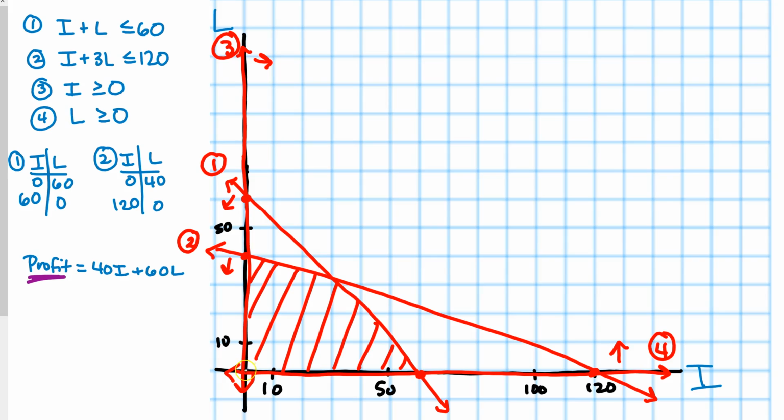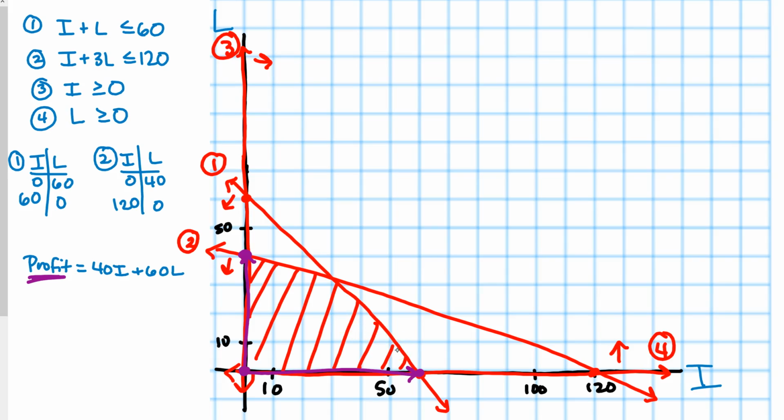Well, what happens if you move from the point 0, 0 up to the point 0, 40? What's happening to the profit along that boundary? It's going to get bigger. What happens if you move from the point 0, 0 to the point 60, 0? The profit is just going to get bigger. So it makes sense that it wouldn't be a point in between the vertices. It makes more sense that it would be a vertex.